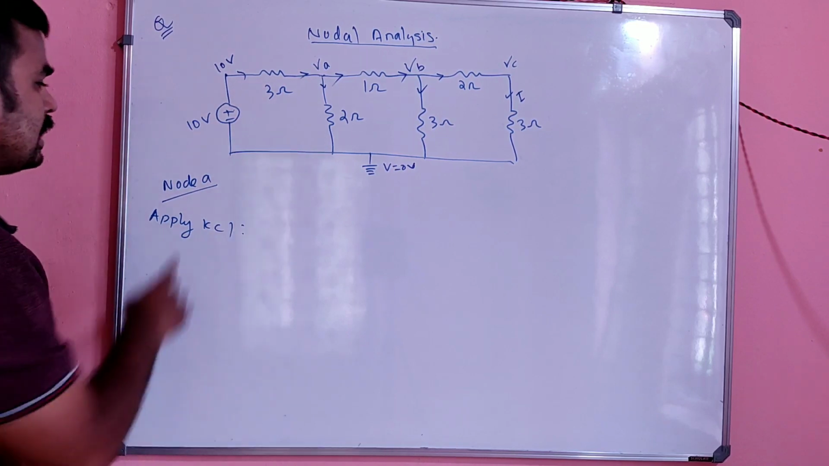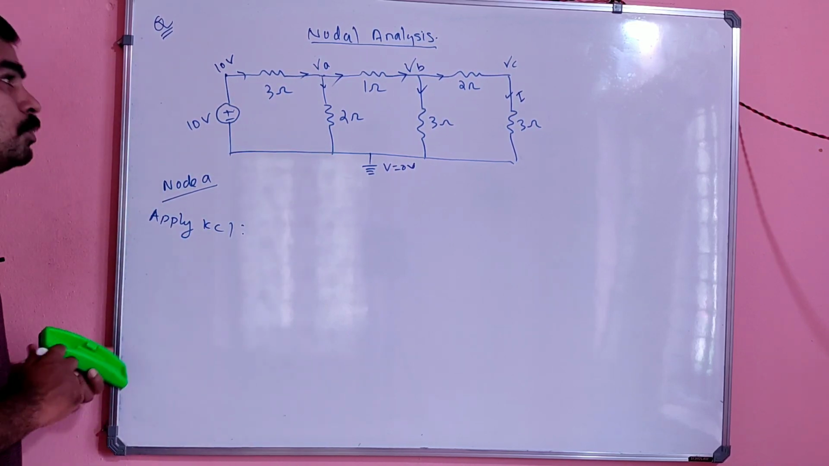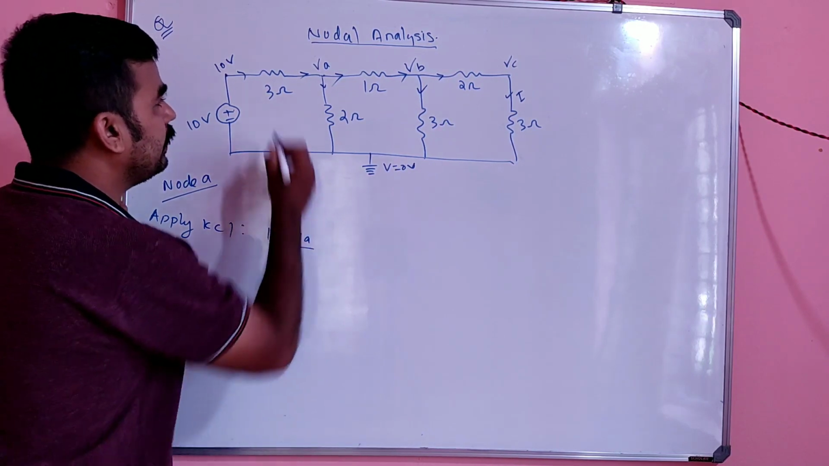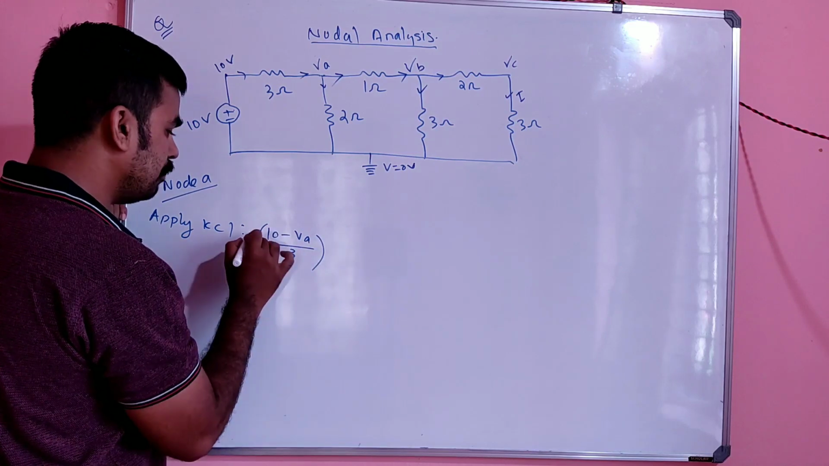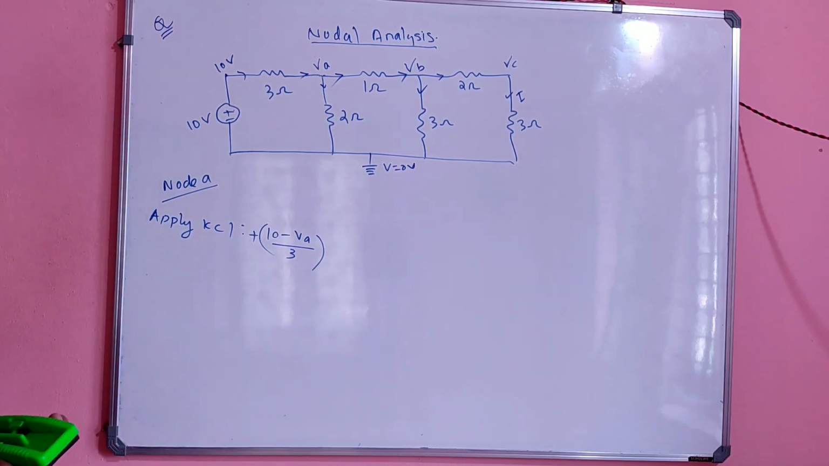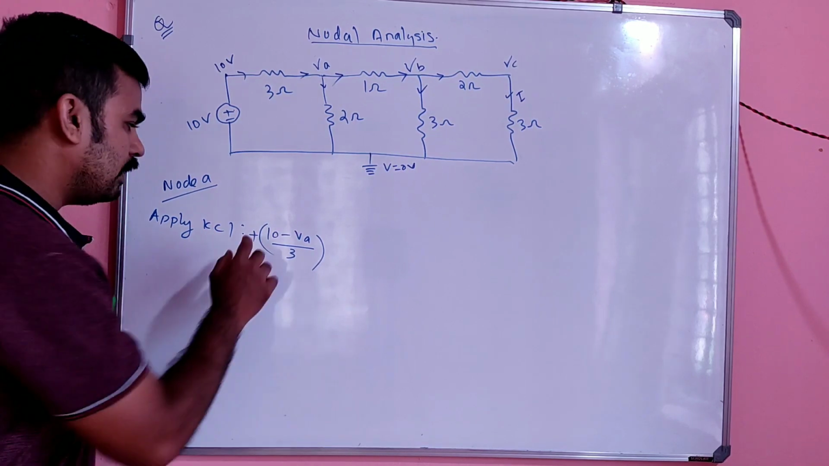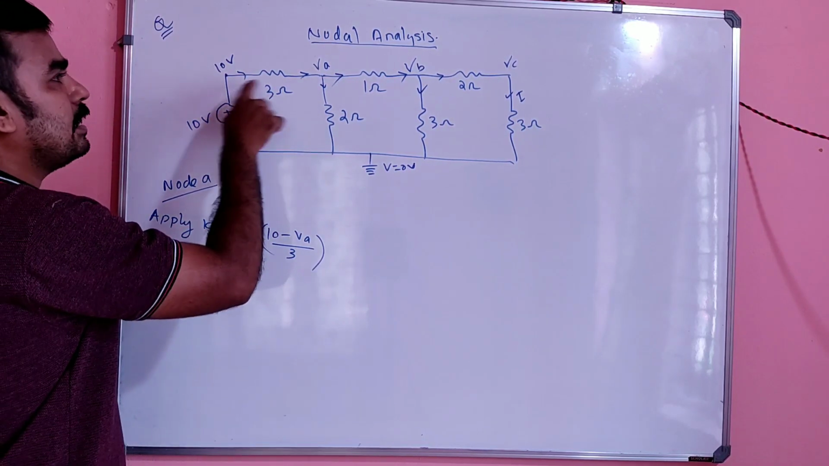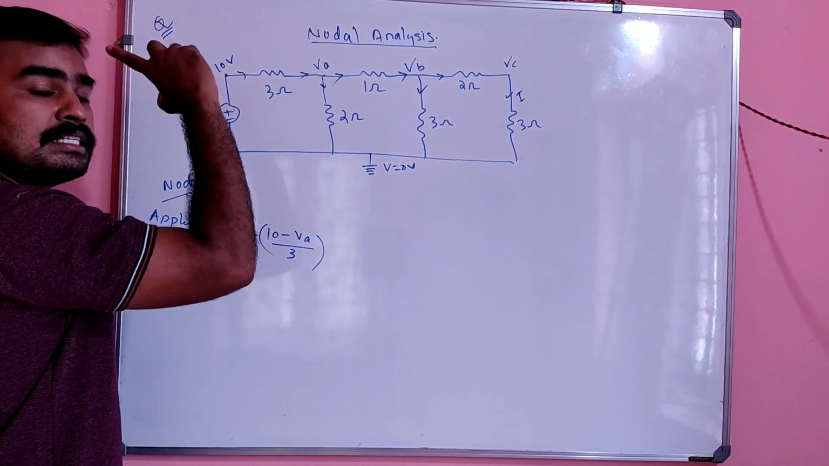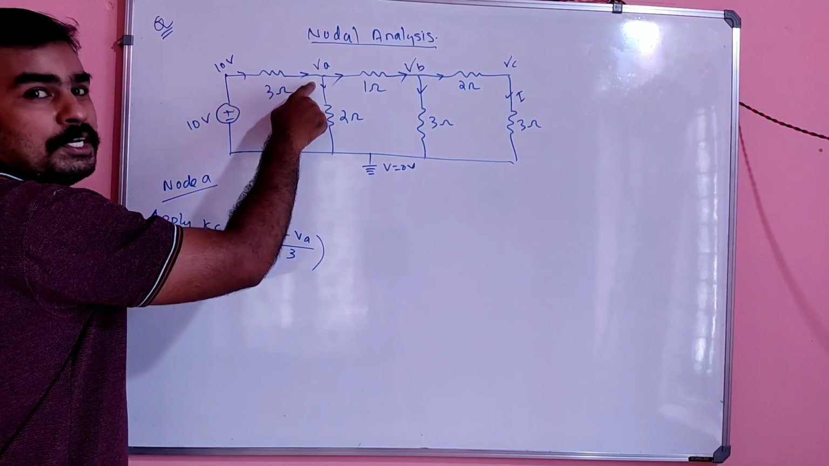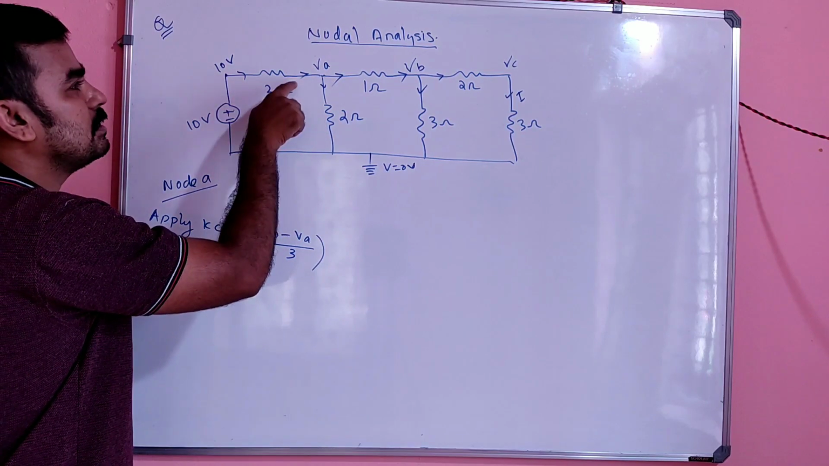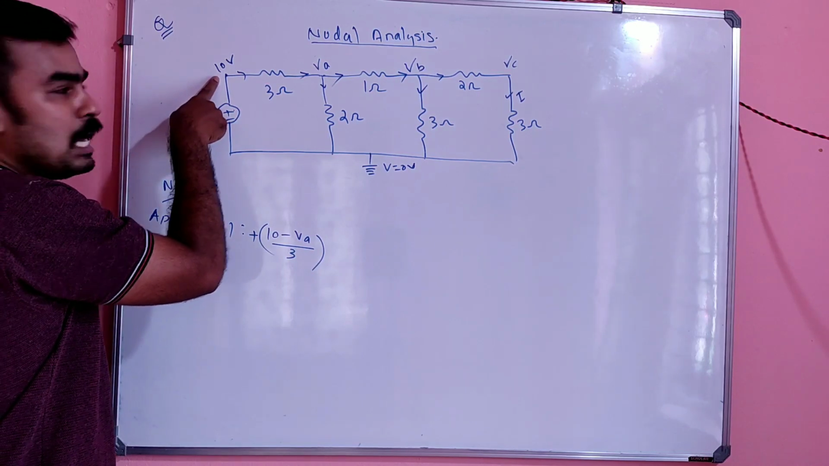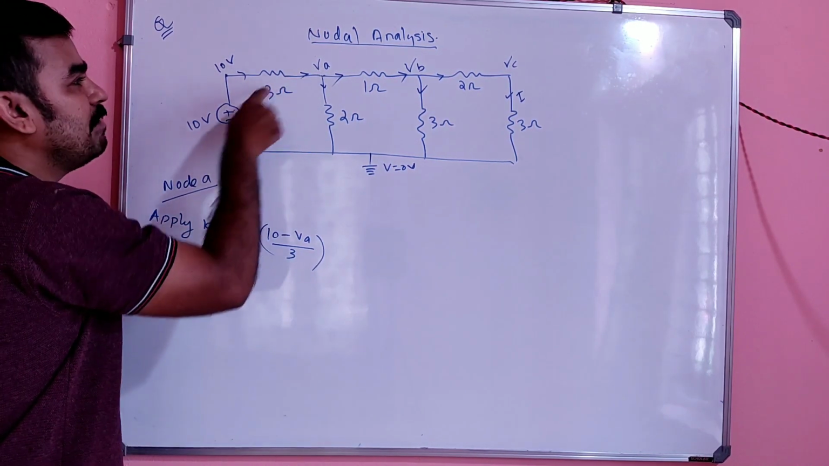So apply KCL at node A. What will it be? I am going to write like this: 10 minus VA by 3, and this is plus. How can I write like this? I wrote 10 minus VA by 3. That means this is the current direction, no? This current is flowing from somewhere having higher potential to somewhere having lower potential, that is why the direction is like this. The higher potential is 10 volt, so 10 minus the lower potential, VA, whole divided by the resistance.